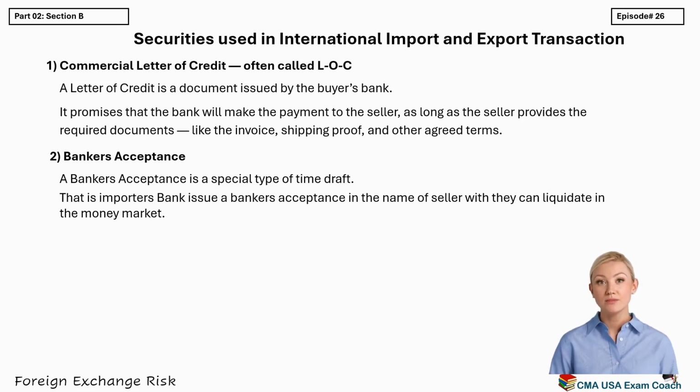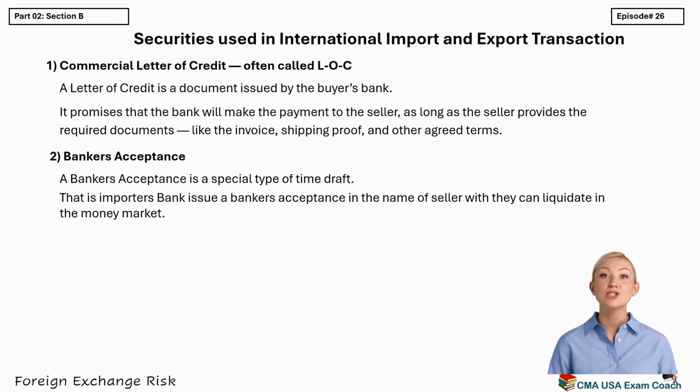To summarize, a letter of credit guarantees payment if the seller meets the agreed conditions. A banker's acceptance is a bank-backed promise to pay in the future, which the seller can use to raise funds immediately. Both instruments play a vital role in building trust and ensuring smooth transactions in international trade.